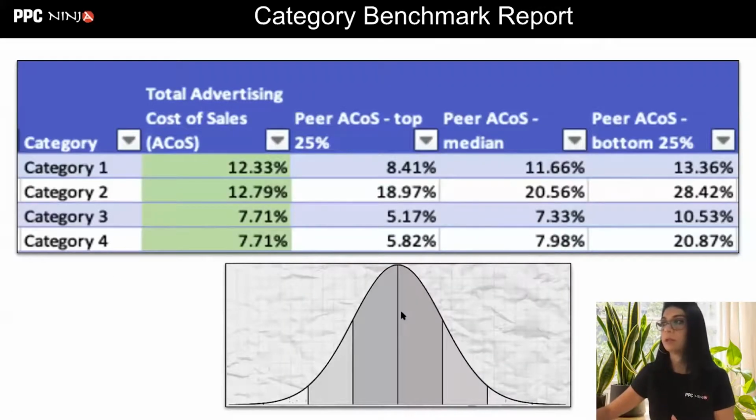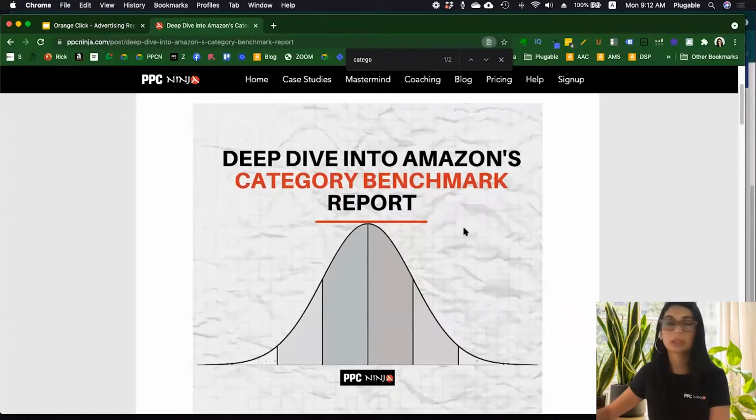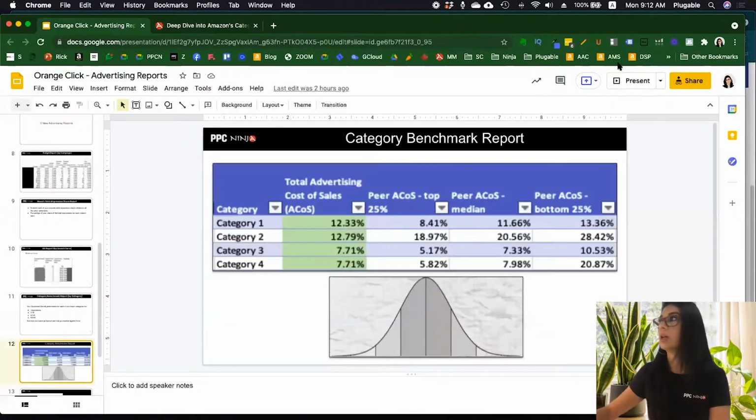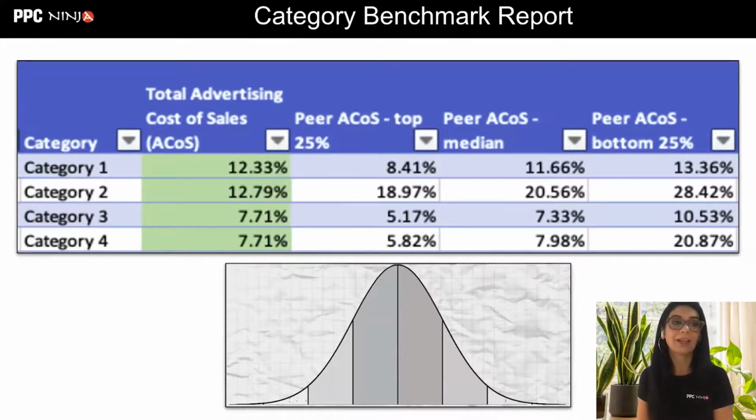Now we have a pretty in-depth article on this on our blog. If you are interested, it's called Deep Dive into Amazon's Category Benchmark Report. So you can look at that and get more information if you're interested. But basically that's what I wanted to share today, just these 3 new hot off the press reports. Happy to pause at this point in case there are any questions or any comments that you might have.